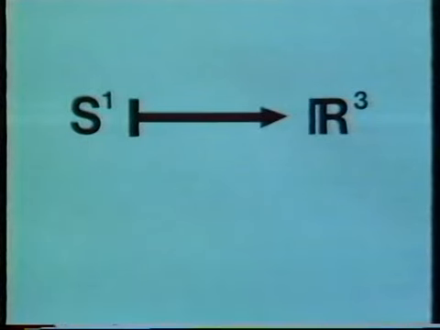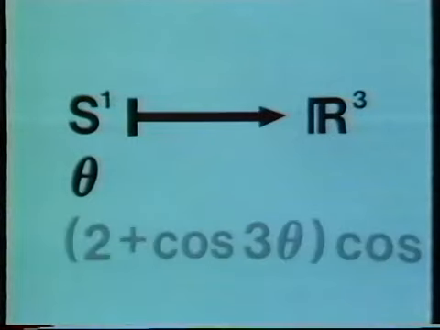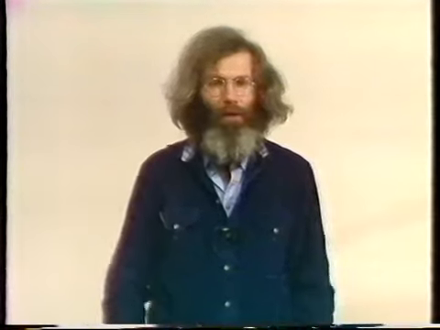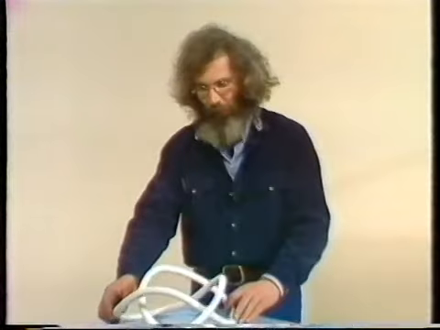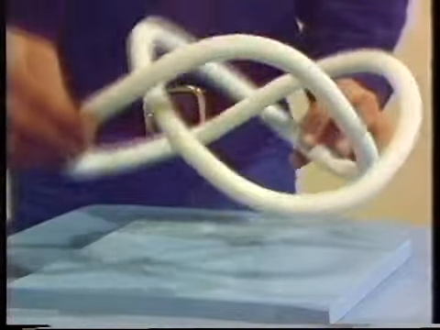Here's a function from the unit circle into 3 space. For each point on the circle, given by an angle theta, the coordinates of the image point are 2 plus cos 3 theta times cos 2 theta, 2 plus cos 3 theta times sine 2 theta, and sine 3 theta. Have you any idea what the image of that function looks like? Not many people can glance at a formula like that and visualize the image curve. But as a matter of fact, those rather complicated formulae visualize as this very simple curve in 3 space.